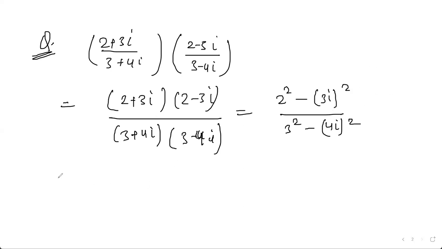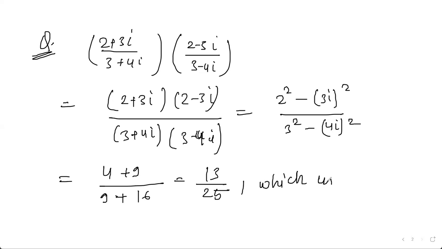So we can write it as 4 minus 9i squared, which means plus 9. And in the denominator, 9 minus (4i) squared, so this becomes 16, and i squared is -1, so this becomes plus 16. So we get 13 by 25. So clearly the imaginary part is 0, which is purely real.